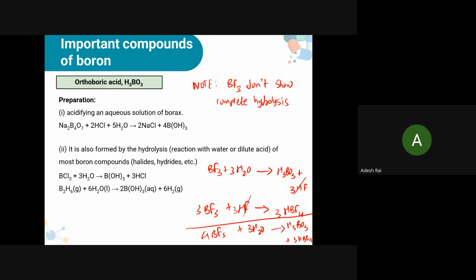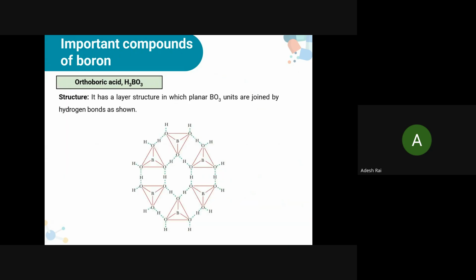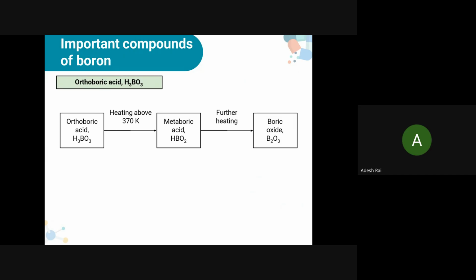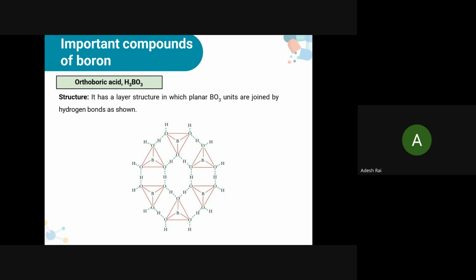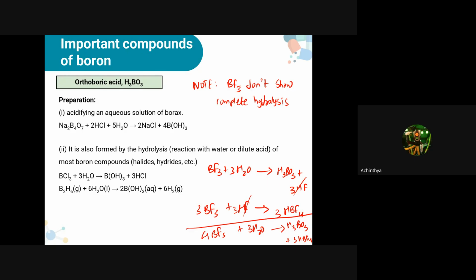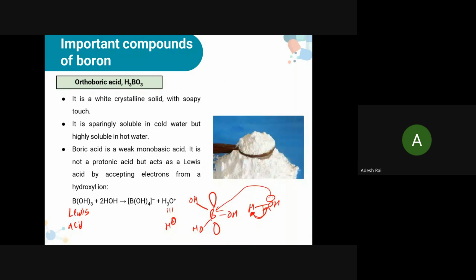Okay, children? One point which is not here, that also we need to write. One more method of preparation is there for boric acid. Let me check. It is not given ahead. Okay, what is there in the previous slide? Before this one. Oh, this. Okay.